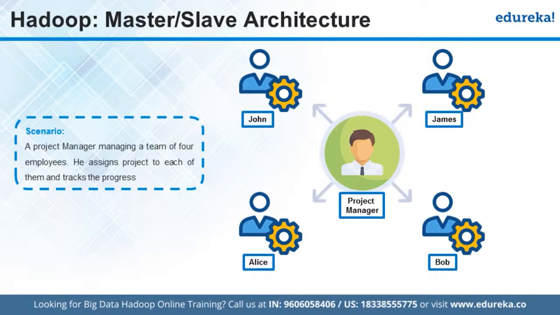So John A, James B, Bob. Different projects are allocated to them, and this is the metadata. John has a piece of work, project A, James has B, Bob has C and D, and so forth.